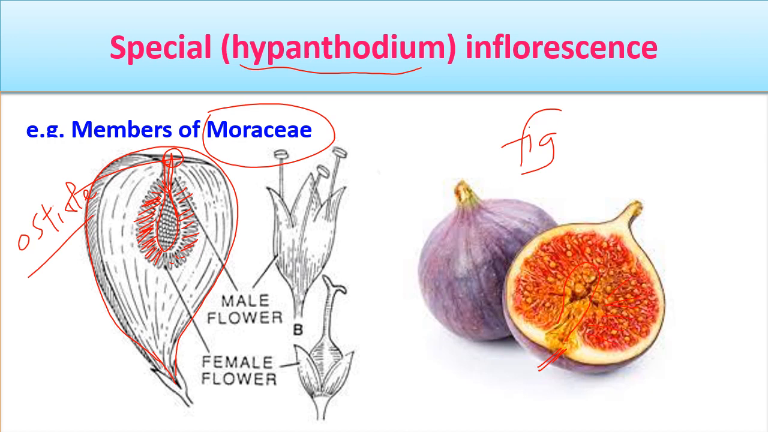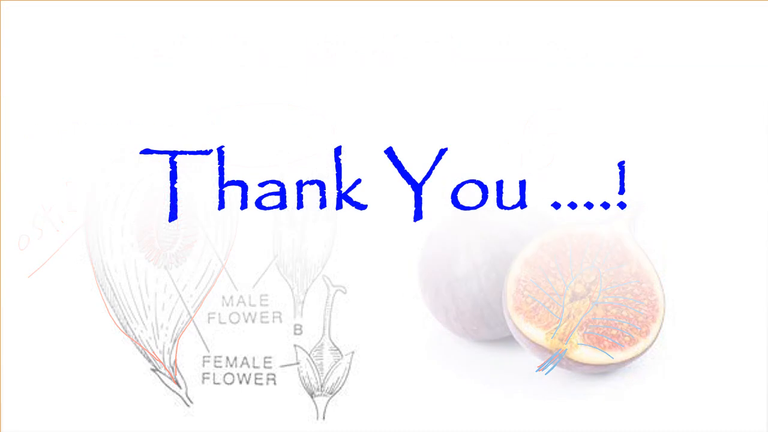Here this opening is there, this is called the ostiole, and this is actually a receptacle, and these are actually the flowers. I'll change the color so that you can differentiate. This is the ostiolar opening, this is the receptacle, and these are actually the flowers, and this is the stalk of the fruit. So this is a special type of inflorescence. So here we have finished 3 different types of inflorescences. Thank you.